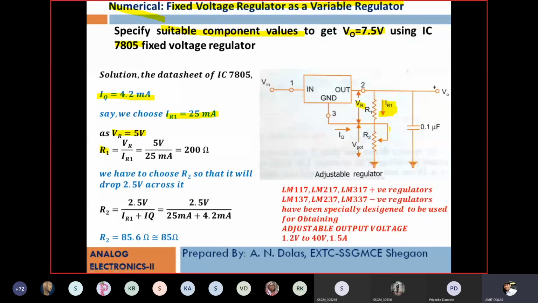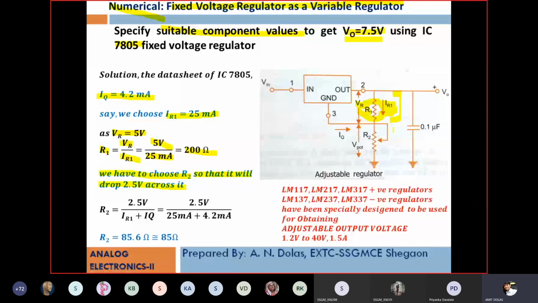Then R1 we can calculate. R1 will be VR divided by IR1, that is 5 volt divided by 25 milliampere passing through this resistance, which is 200 ohm. We have to choose R2 so that it will drop 2.5 volt across it, because 5 volt we already get here, and we have to design for 7.5 volt. So an additional 2.5 volt we have to develop across R2.